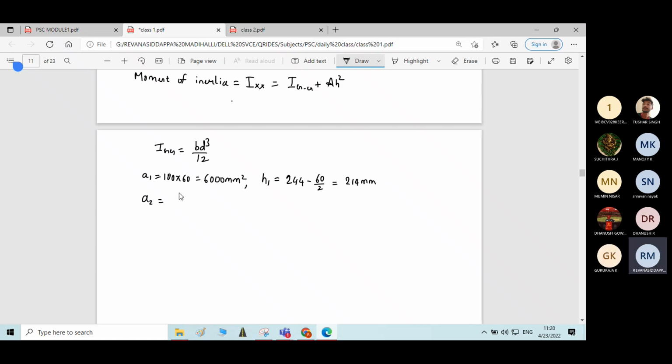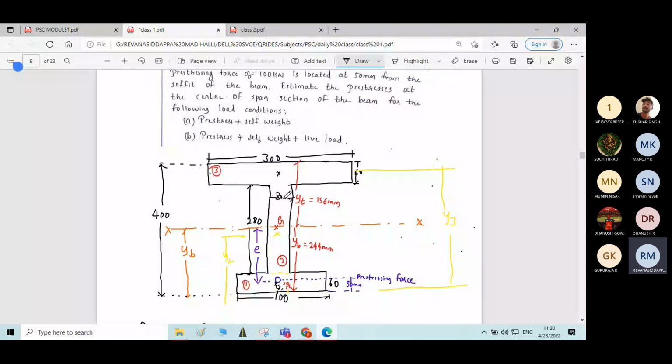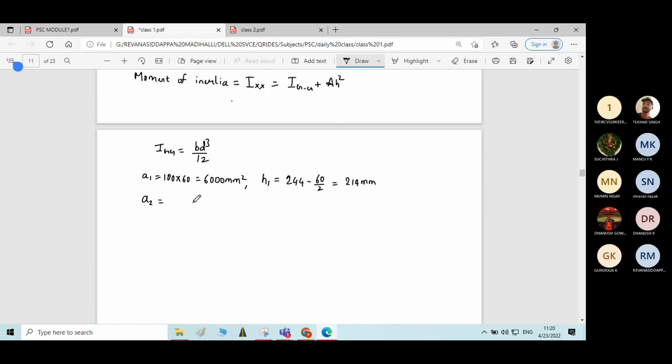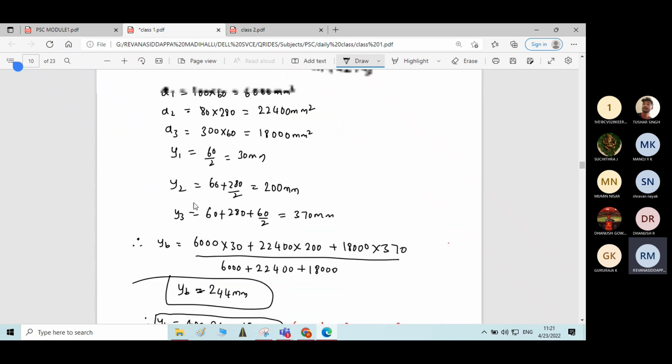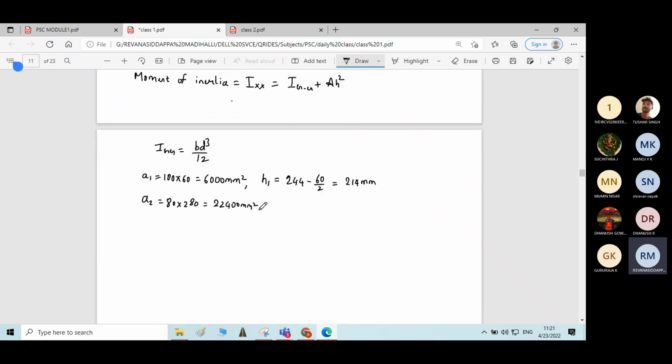Then you calculate area 2. Area of rectangle 2: 80 mm is the width and 280 mm is the depth. So 80 into 280 will be 22,400 mm square. Okay, so here we have already calculated A1, A2, A3, so the same values I'm writing here.